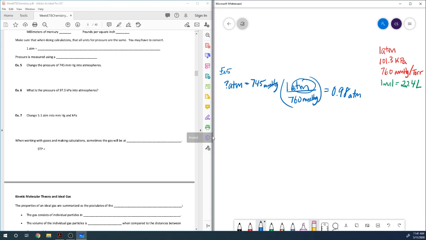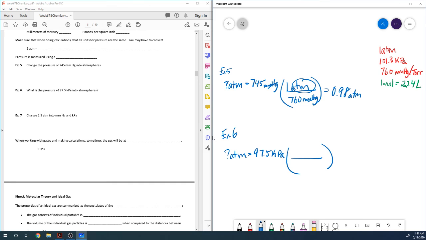Okay, we'll do 6. What's the pressure of kPa into atmospheres? So I have kPa here as well. This stands for kilopascals. So how many ATM equals 97.5 kPa?